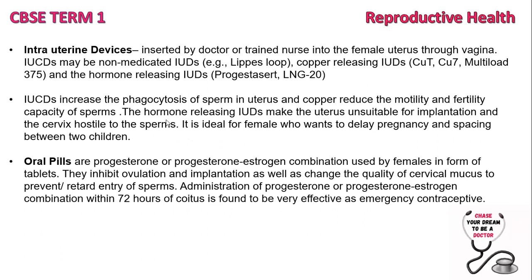Coming on to the next part, the oral pills. What are oral pills? Oral pills mainly consist of two important contents: progesterone, or a progesterone-estrogen combination. This is also used by females only, in the form of tablets. And what is the function of this oral contraceptive? They inhibit ovulation and implantation, and they change the quality of the cervical mucus to prevent or retard the entry of sperms.